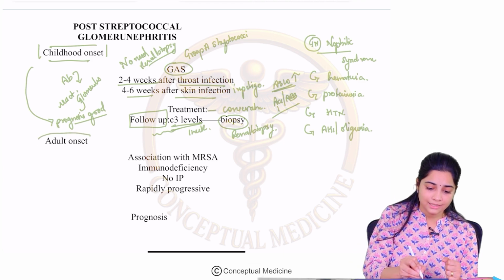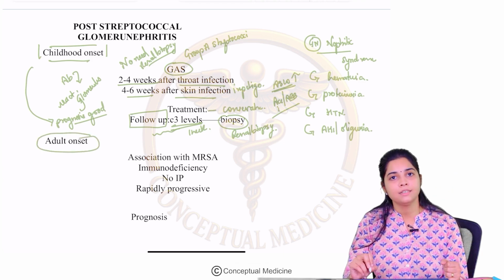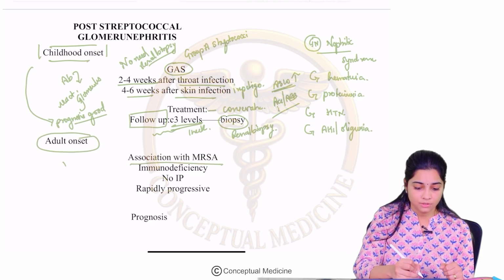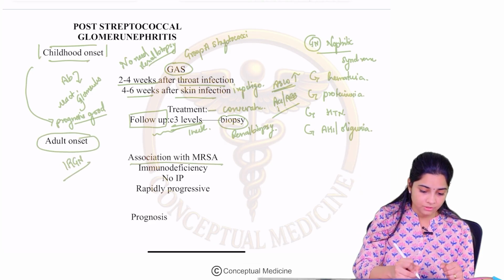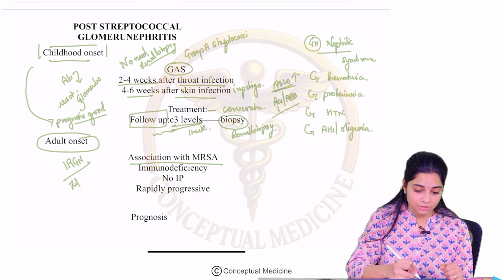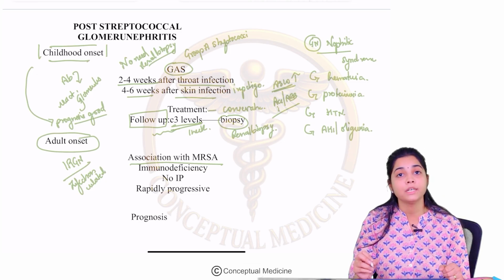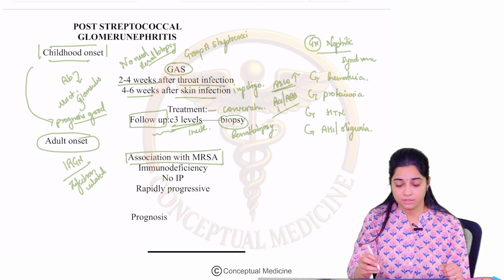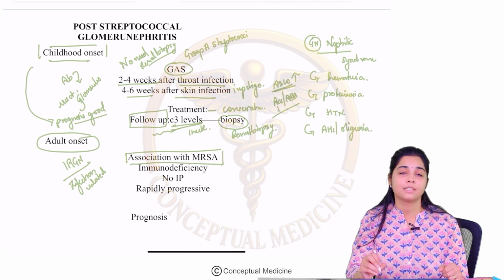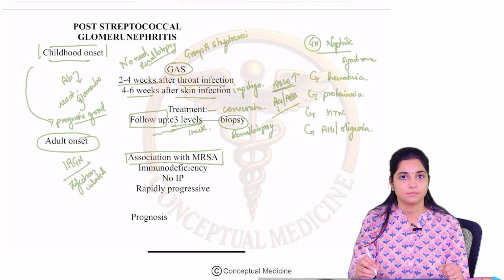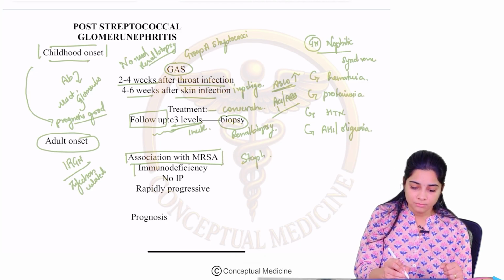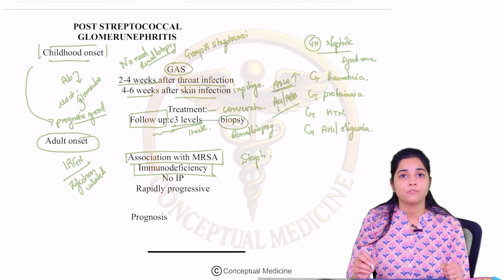Now, in adult onset disease, it is a different story. If it is an adult, then most of the time this is called infection-related glomerulonephritis, or IRGN. This is usually associated with multi-drug resistant Staphylococcus aureus. It is more commonly seen in immunodeficient people.